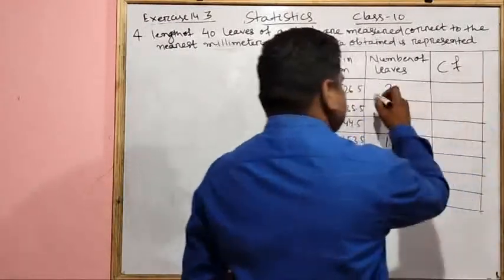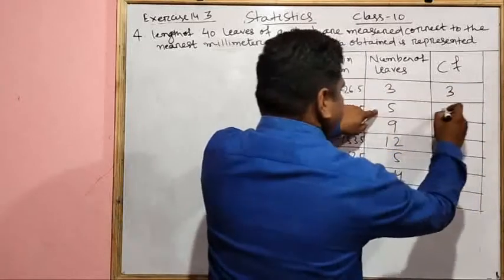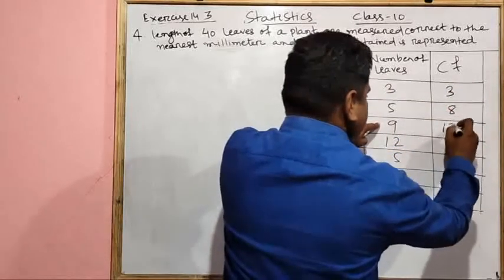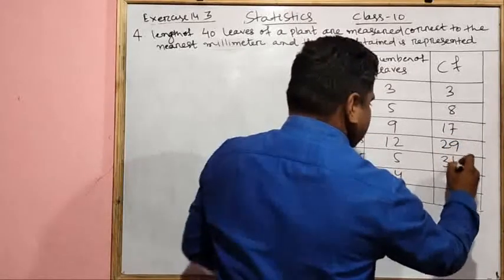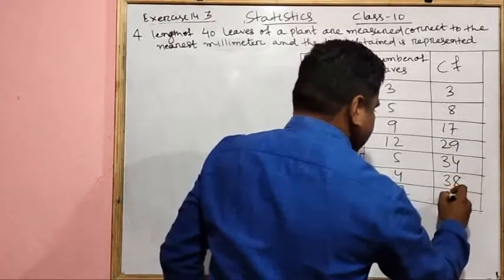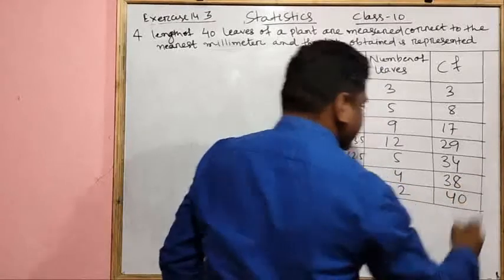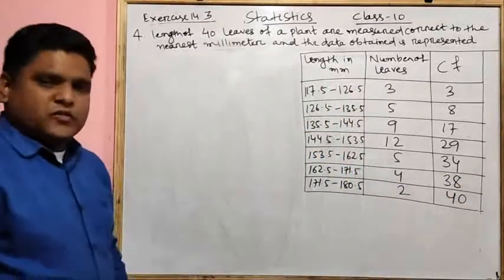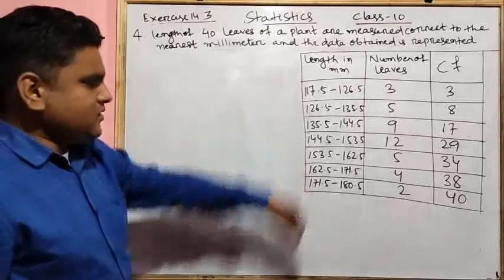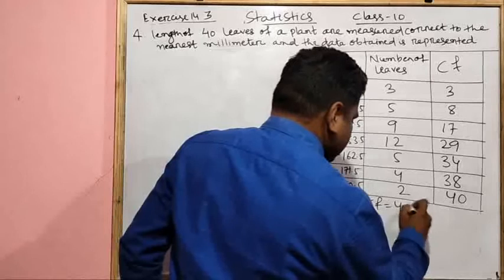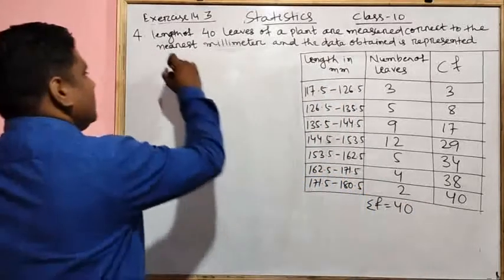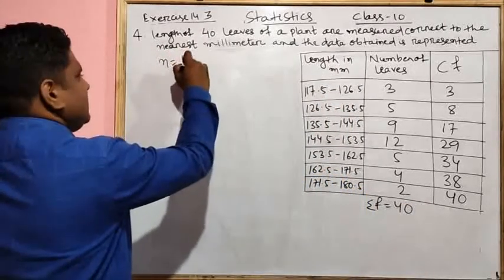Cumulative frequency of this class will be 3. 3 plus 5 is 8, plus 9 is 17, plus 12 is 29, plus 5 is 34, plus 4 is 38, plus 2 is 40. So we got the cumulative frequency of this one. Number of data here, sum of f, is also equal to 40. So number of leaves n is equal to 40.